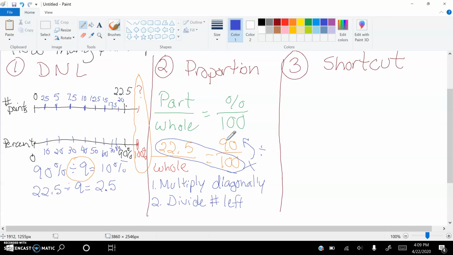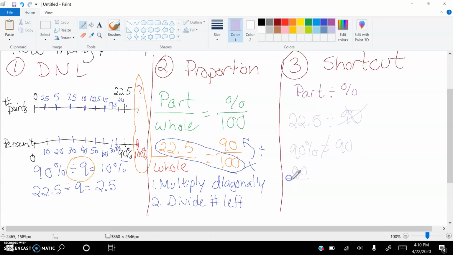And our last strategy, if you remember, the shortcut that we can use to solve this is to take the part and divide it by the percent. So our part is 22.5, but we're not just going to divide this by 90. That's not what we're going to do. Although 90 is our percent, the number 90% is not the same as the number 90. So 90% is not the same as the number 90.